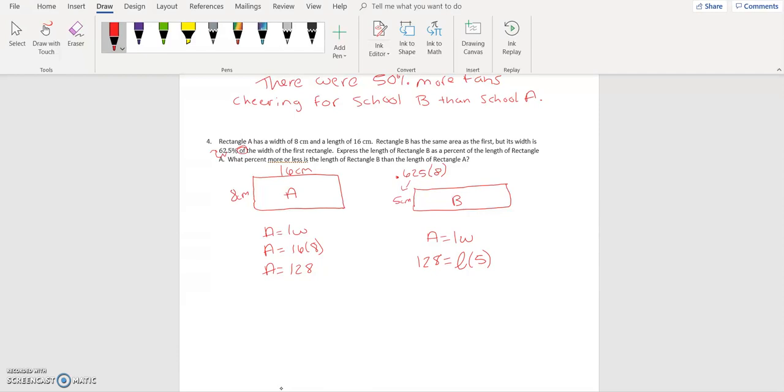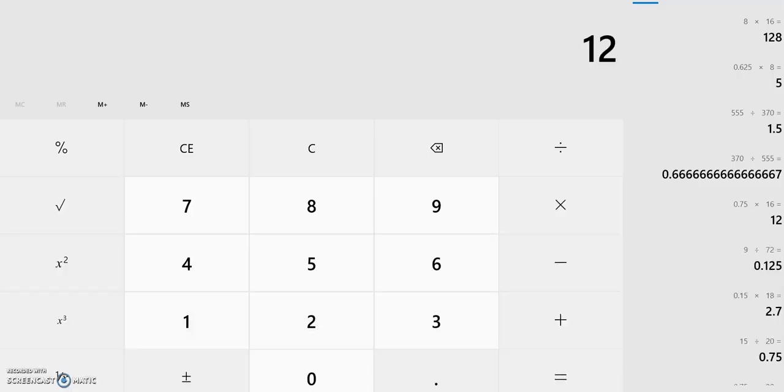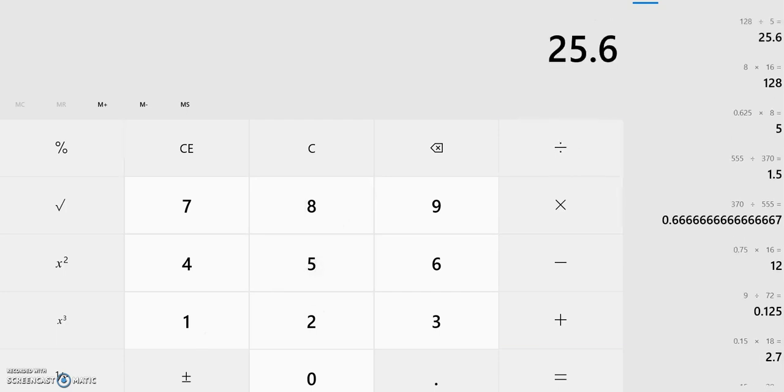And I get confused. So now I'm just dividing both sides. I'm solving that equation for the variable. Divide both sides by 5. So 128 divided by 5 gives me 25.6.